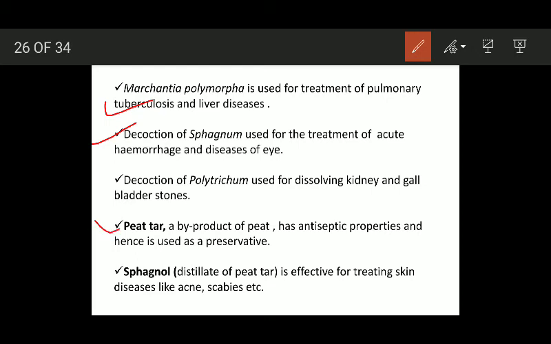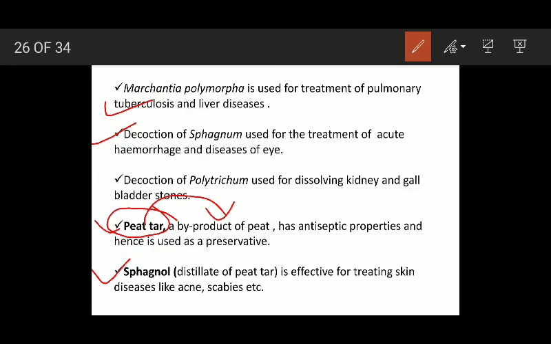Peat tar, which is a byproduct of peat, okay, this is very much important. Peat tar, a byproduct of peat, has antiseptic properties and thus is used as a preservative. जो peat tar है, which is a byproduct of peat, it has the antiseptic properties and because of which it can be used as a preservative.